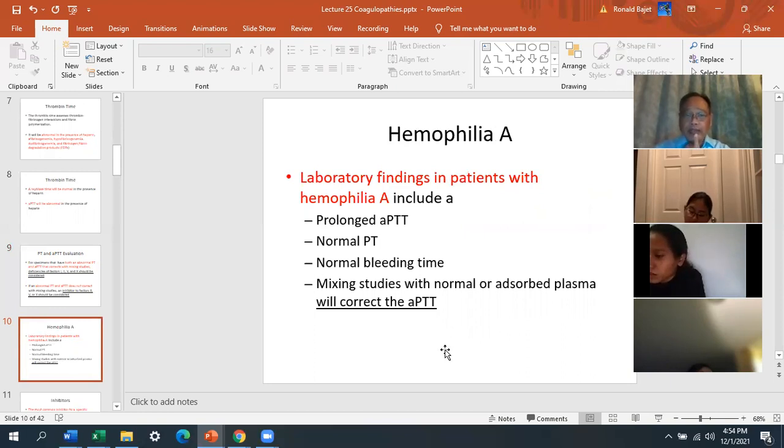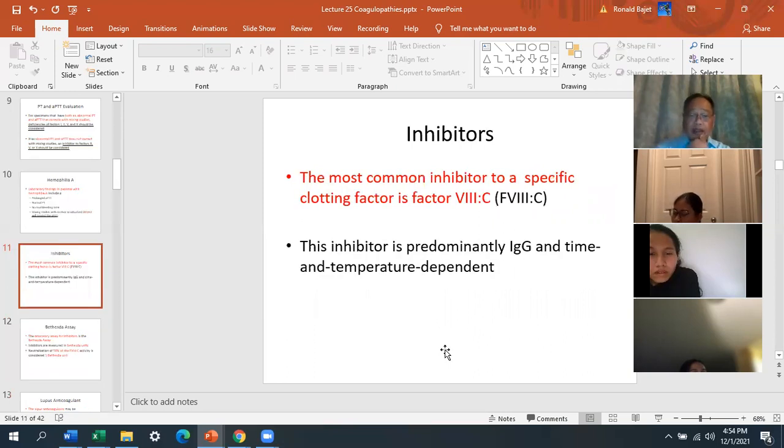All right, moving on to hemophilia A. Hemophilia A, you have prolonged PTT, normal PT, normal bleeding time. Mixing studies with normal pooled plasma will correct. So we would expect that it would correct because you have a factor deficiency. And the factor that we're concerned about is factor 8C. The most common inhibitor to a specific clotting factor is to factor 8C. And this inhibitor is predominantly IgG and time and temperature dependent.